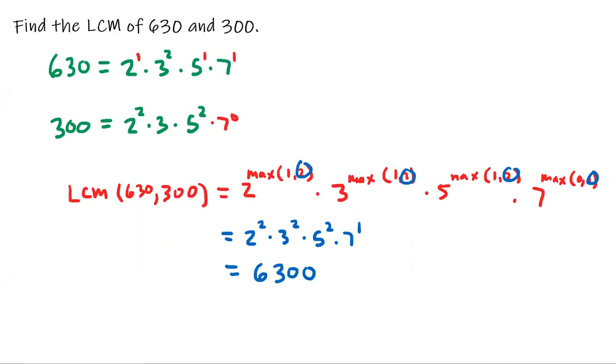So the least common multiple between these, if we were to list out all the multiples: 300, 600, 900, etc. And then 630, 1260, 1890, etc. You list those out and ask, what's the least common multiple between all of these? What we'd find is 6,300 would be that least common multiple. And so this is using your prime factorization to find that.